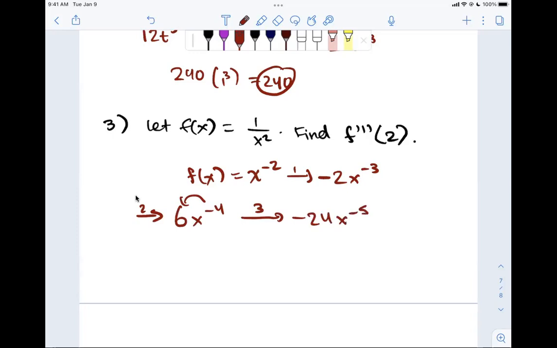And that's going to be the third derivative of f. And then we evaluate this at 2. So we're going to get -24 times 2 to the -5th, or -24 over 32. And you can simplify that if you want. I think that's going to be -3/4.